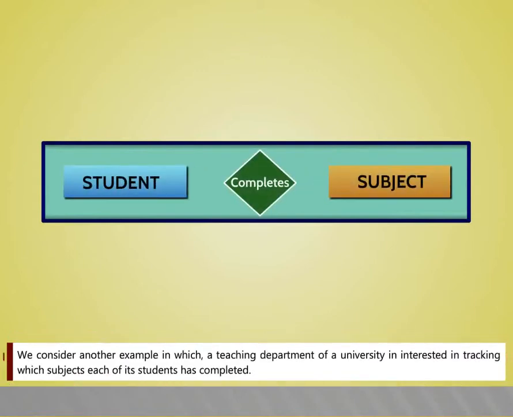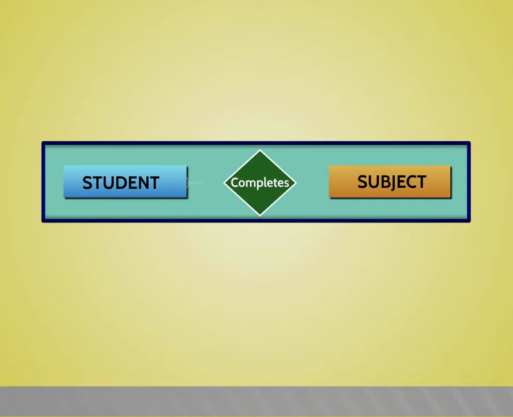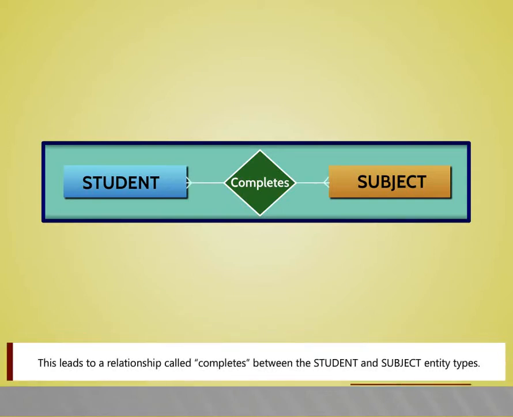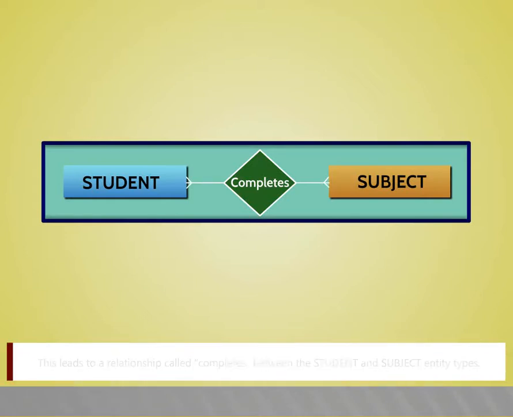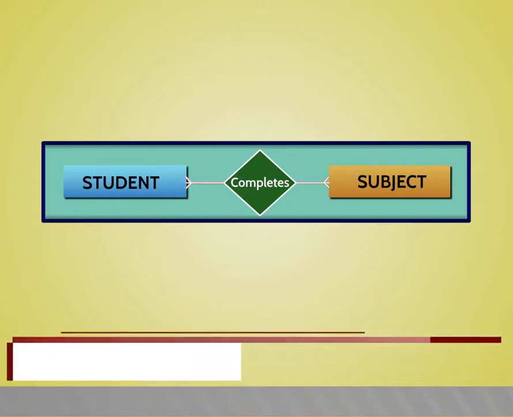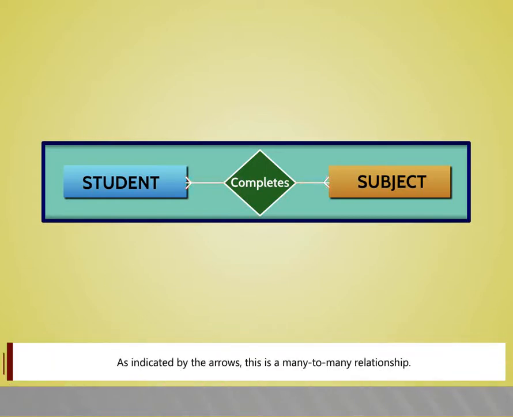We consider another example in which a teaching department of a university is interested in tracking which subjects each of its students has completed. This leads to a relationship called completes between the student and subject entity types. As indicated by the arrows, this is a many-to-many relationship.